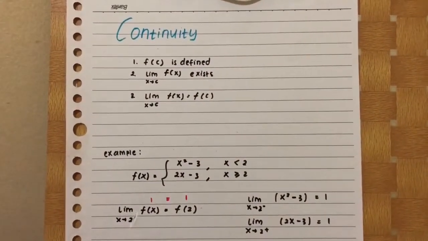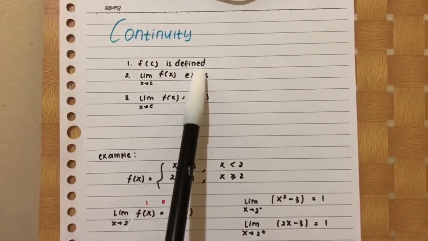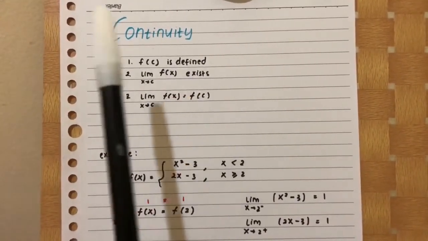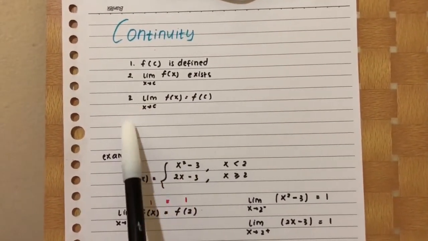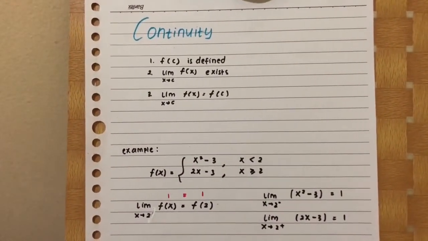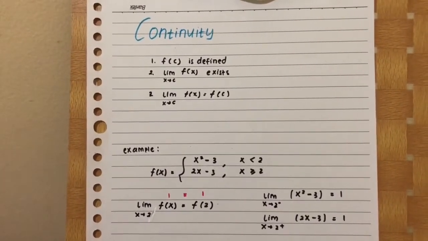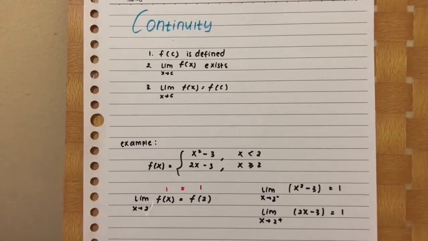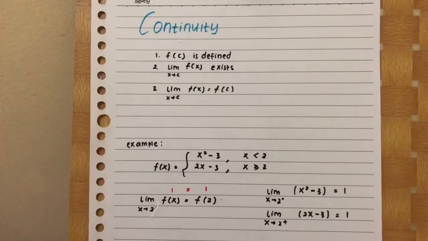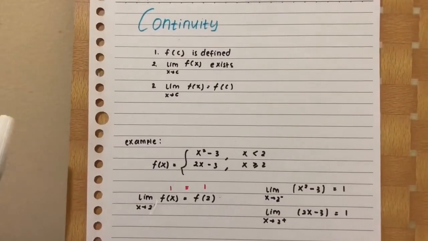A function f is said to be continuous at x equals c if, first, f of c is defined. Second, the limit of f of x as x approaches c exists. And third, the limit of f of x as x approaches c equals f of c. Other than that, we can say the graph of a function can be described as a continuous curve if it has no breaks or holes. And if one or more of the conditions of this definition fails to hold, then we say that f has a discontinuity at x equals c.